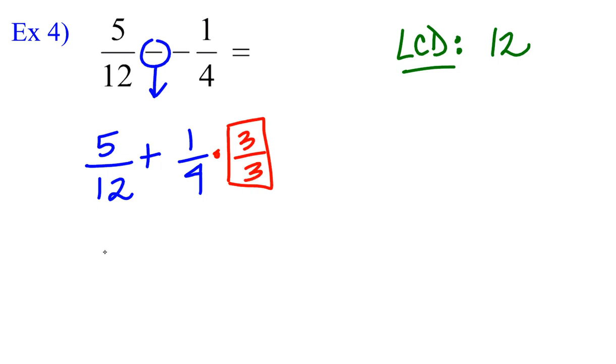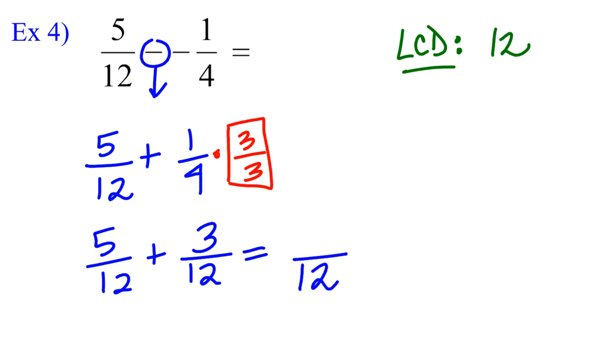We're going to simplify down below. We're going to keep that 5 twelfths. We're adding, and this denominator will be 12 as well. And we can see 1 times 3 in the numerator is 3. All I need to do is keep that denominator of 12. I see 5 plus 3, which happens to be 8.